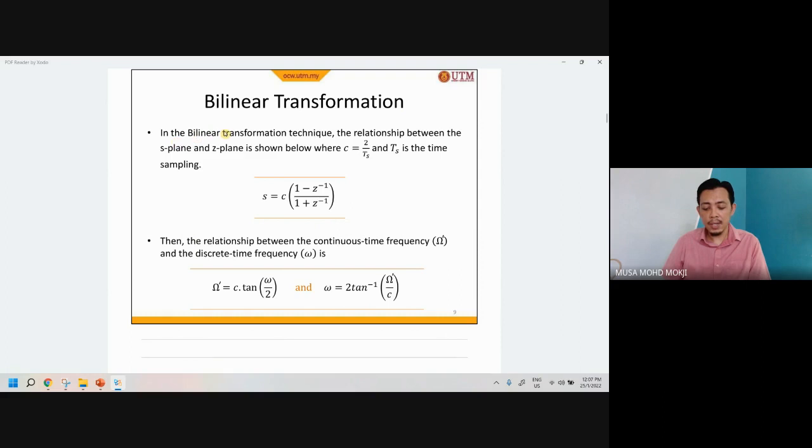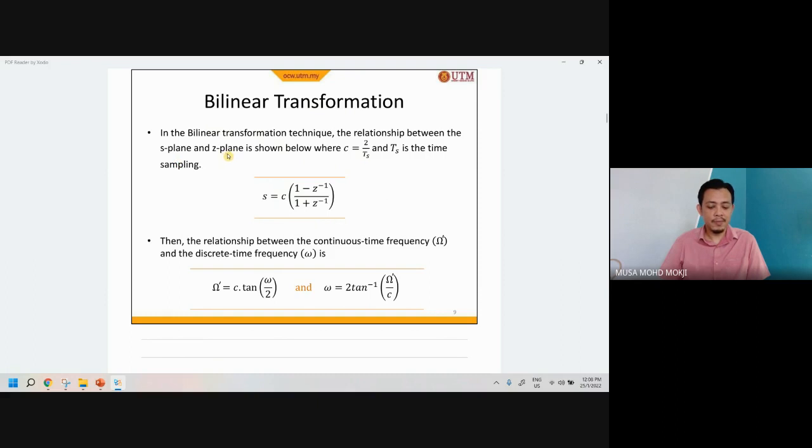In the bilinear transformation technique, there is a relationship between the S-plane and the Z-plane, shown below, where C equals 2 over Ts, and Ts is the sampling time. This relationship is between the S-plane and the Z-plane. Basically, what we do is this transformation: we are going to transform the S-plane into the Z-plane.